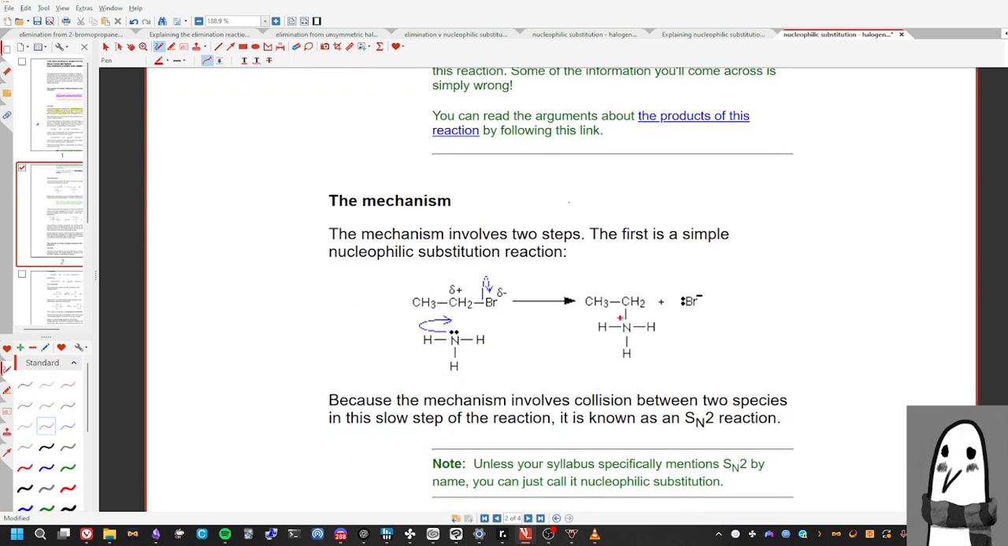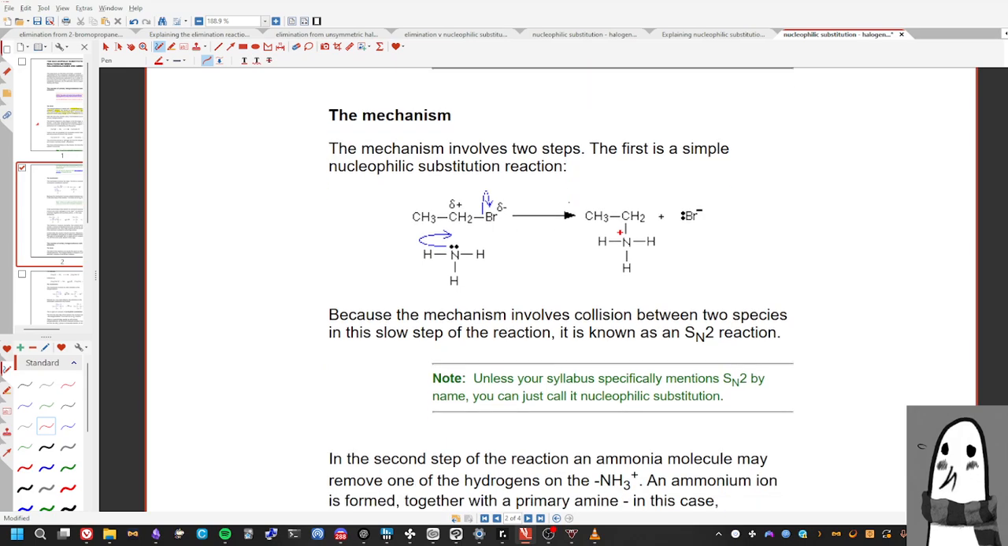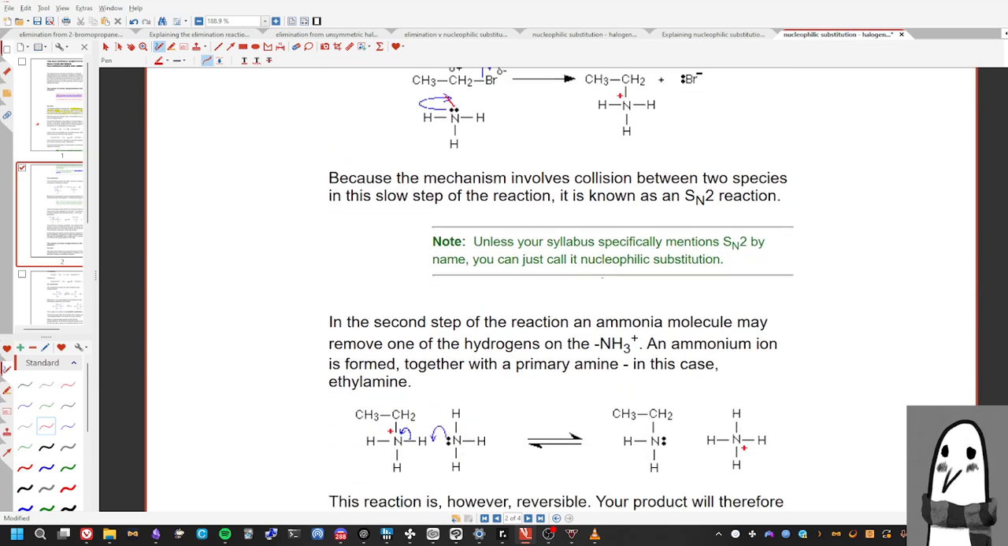And the mechanism. First is a simple nucleophilic substitution. You have N with the two electrons coming in, and you have Br. So it goes into the carbon, forms a bond. This is going to break off. And now you have this. Because the mechanism involves collision of two species, it's SN2.